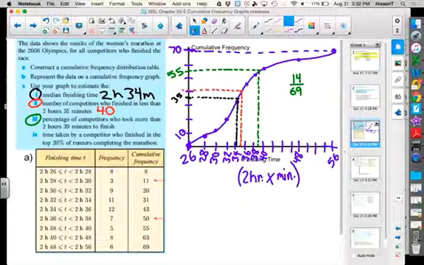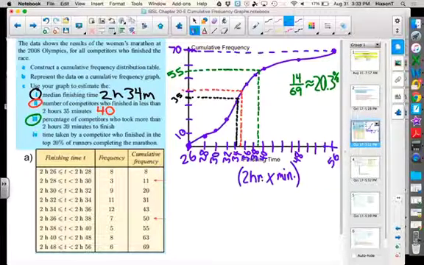Okay? So that's approximately what percent? 20.289. Okay, so 20.3.